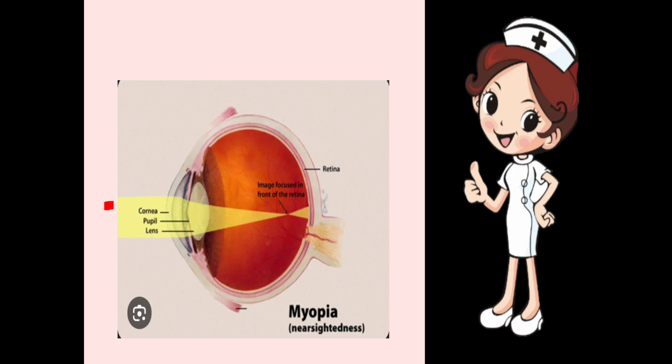Here the parallel rays of light are coming from infinity and they focus at a point which is in front of the retina. As we all know, this is the retina, and the parallel rays of light are focused at a point in front of it. This condition is known as myopia, due to which we are not able to see things clearly.